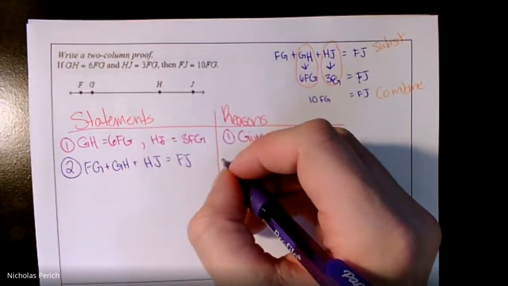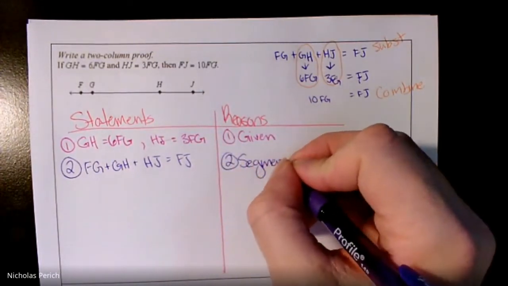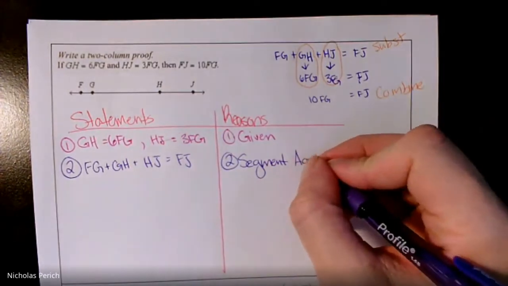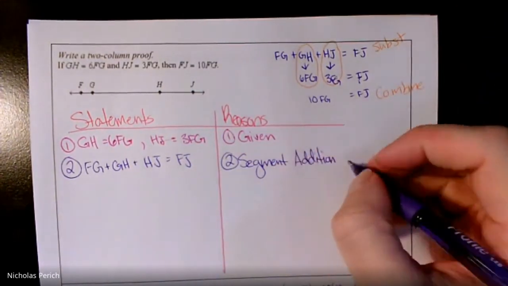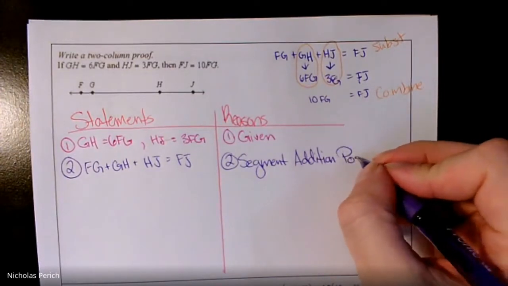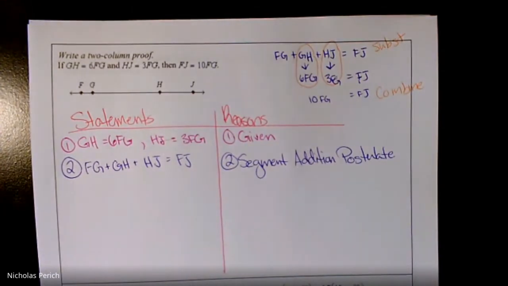And that is using the segment addition postulate, which I forgot to say up here, but I remembered anyway. The SAP. Hey, what are we, making maple syrup over here? Because we just dealt with a whole lot of sap.